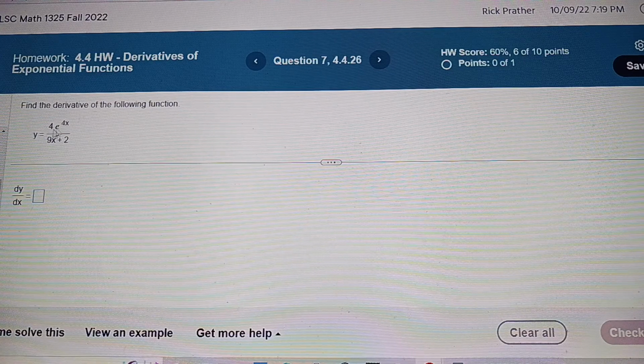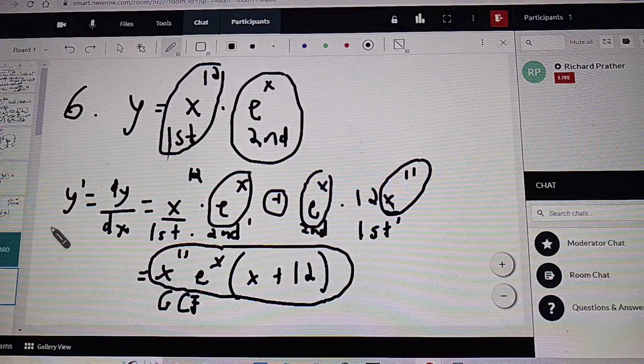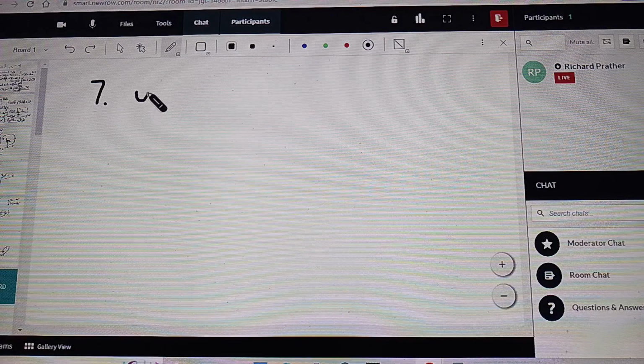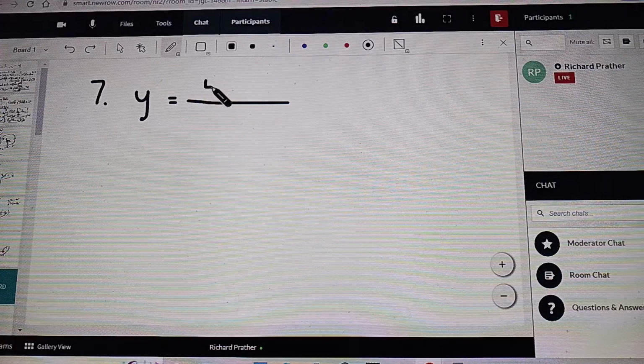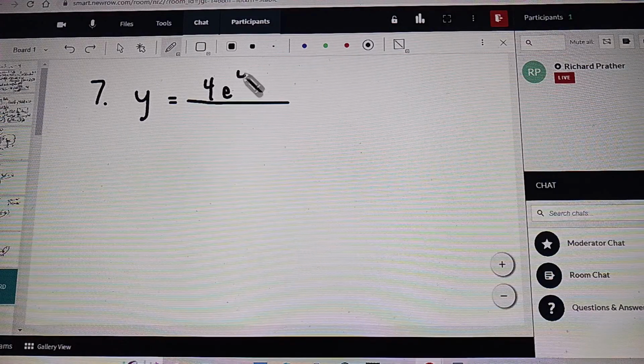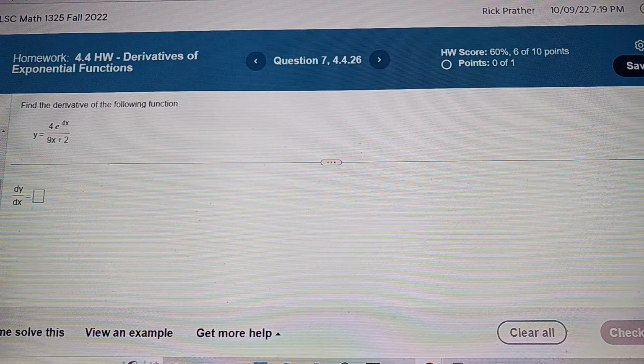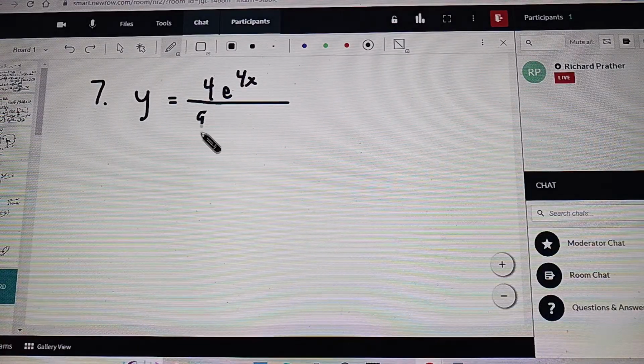So now, same thing here. Now we have a function of x divided by another function of x. That's the quotient rule. So y equals 4e to the 4x in the numerator. That's a function of x. And then the denominator is linear, 9x plus 2.